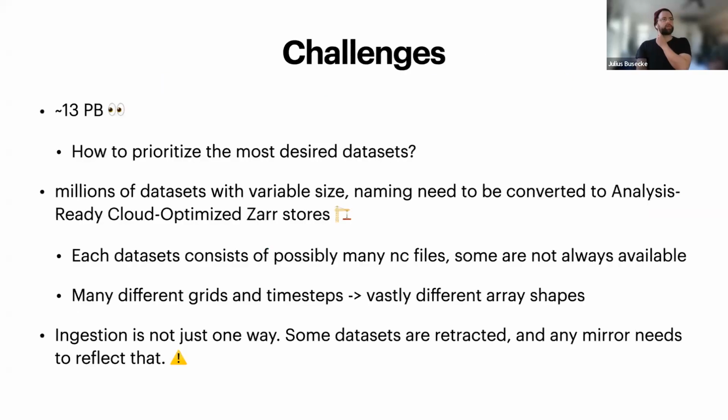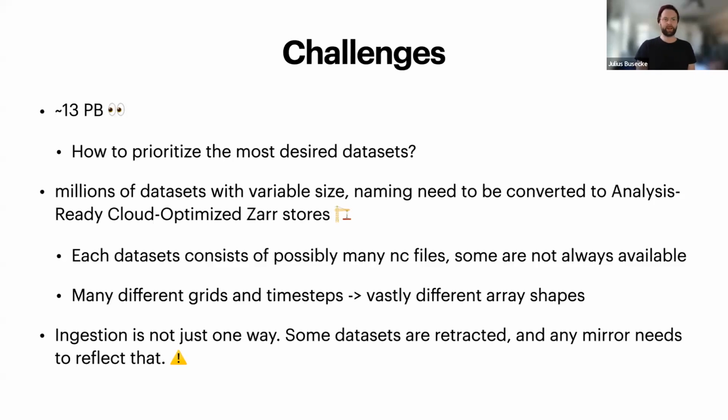There are, however, some pretty big challenges with getting all of this data in the cloud. It's pretty big. CMIP is, I think, around 13 petabytes when I last checked, or somewhere around that area. So that leaves the first question: how do we prioritize the most desired data sets? This also means that effectively we have millions of data sets with variable size.